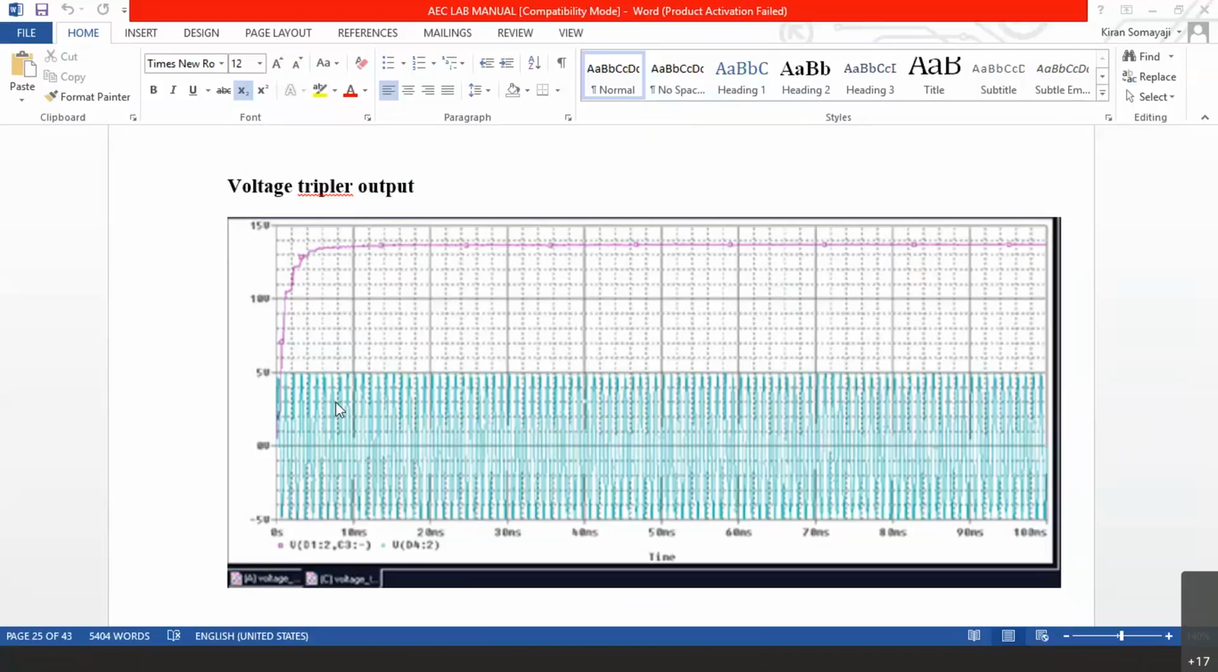Whereas the input you can see is the cyan colored one. We call it cyan only, no, C-Y-A-N? Or do we say cyan? Which color? I don't know how to pronounce this word. Cyan or cyan, I don't know.